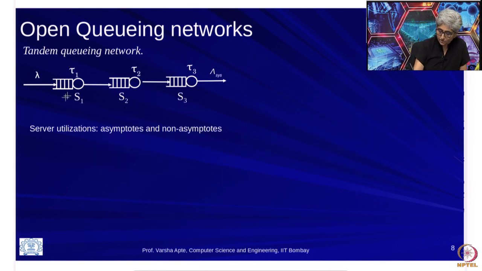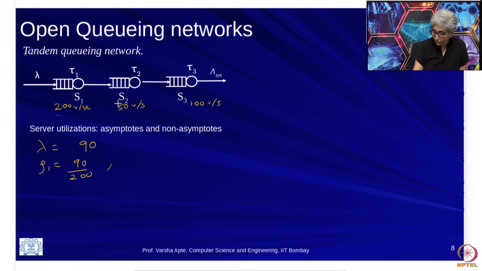Let us take another example. This is 200 requests per second, this is 50 requests per second and this is 100 requests per second. And now let us take lambda is equal to 90. Okay. So now 90 is less than 200, so rho 1 is going to be 90 by 200.